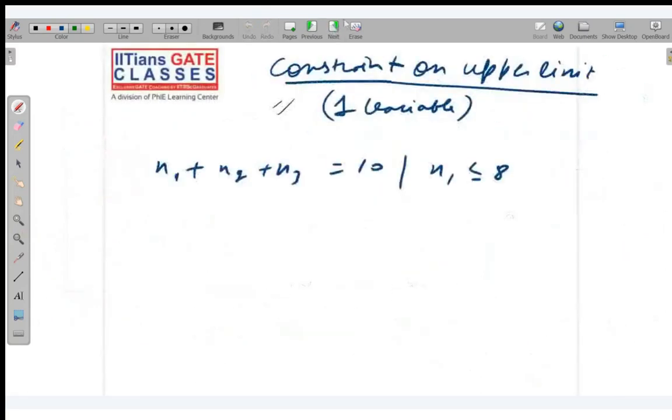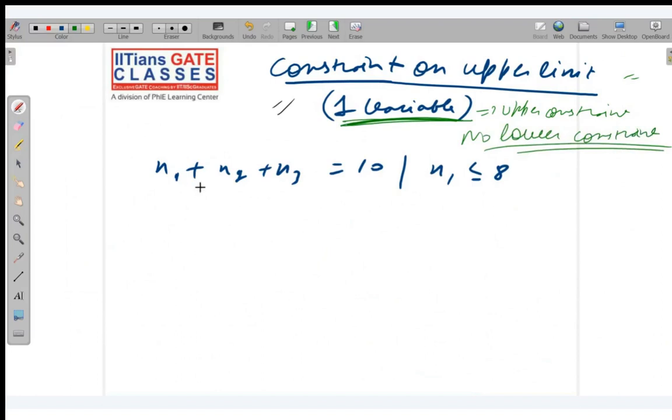So everything is over. Now I will apply the upper constraint, that is, a constraint on the upper limit. But the condition is that only one variable has an upper constraint, and there should be no lower constraint. A lower constraint is not allowed.